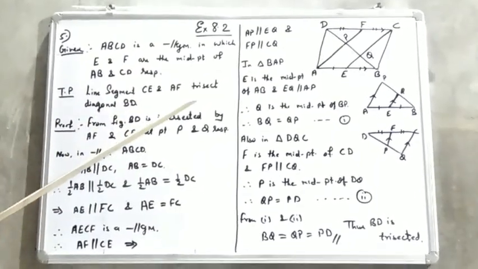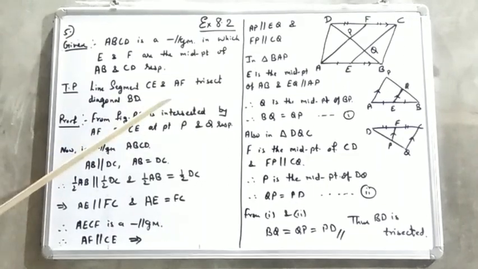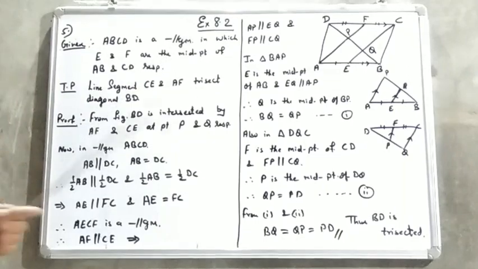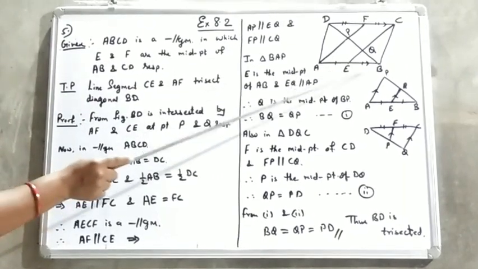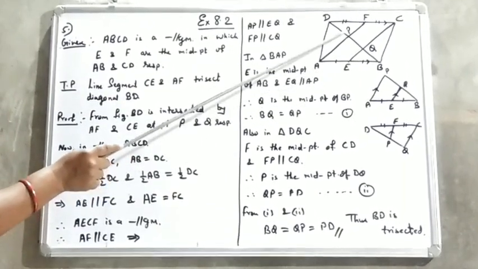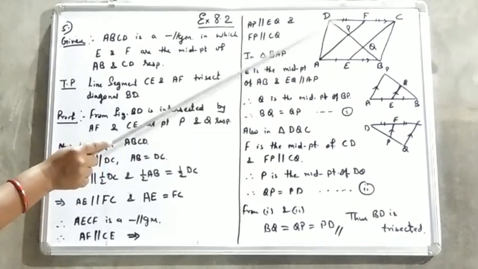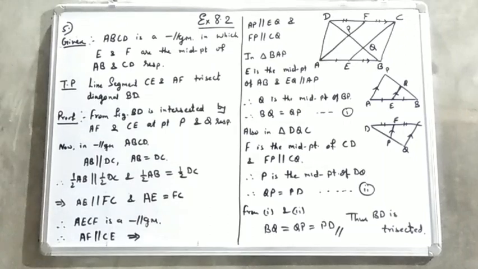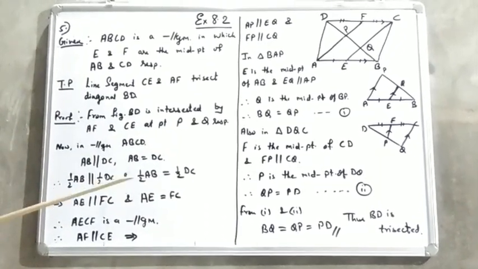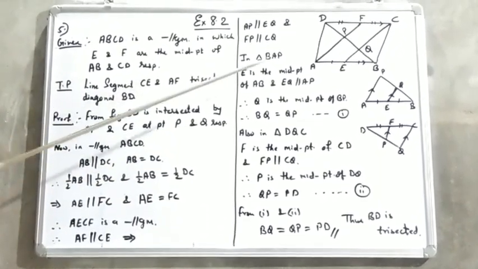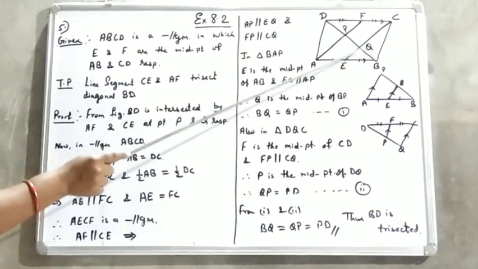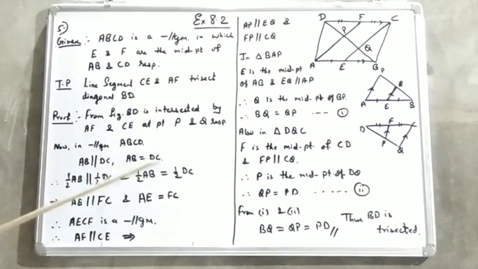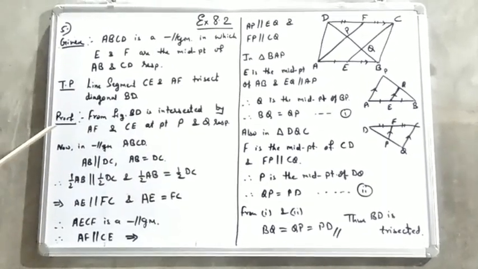Trisect means divides it into three equal parts. Bisect means two equal parts, but they have given trisect. In short, we have to prove that BQ is equal to QP and QP is equal to DP, meaning all these three parts are equal to each other. For this, we have to proceed in the way where we can show that P is the midpoint of DQ and Q is the midpoint of BP. So for this, let us try to solve it.